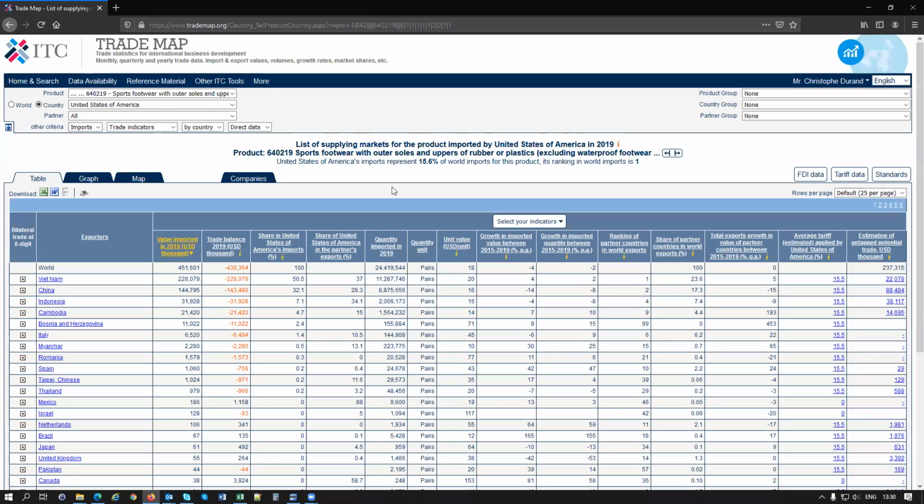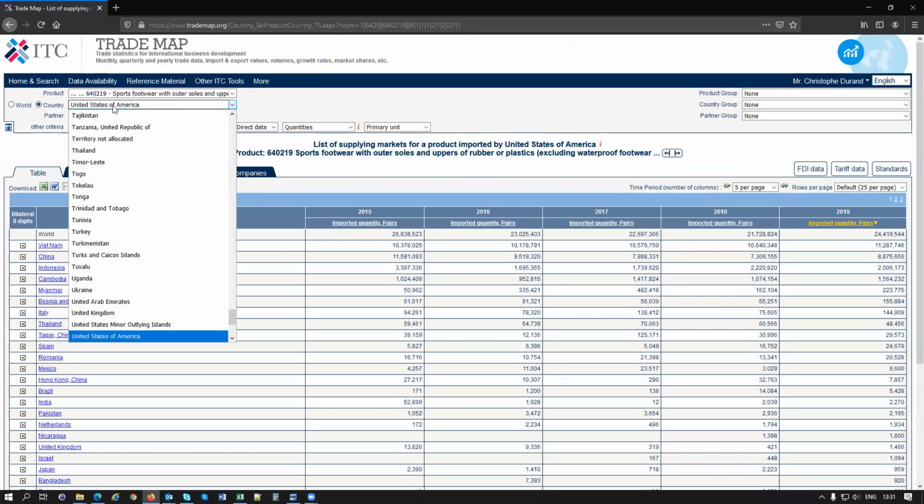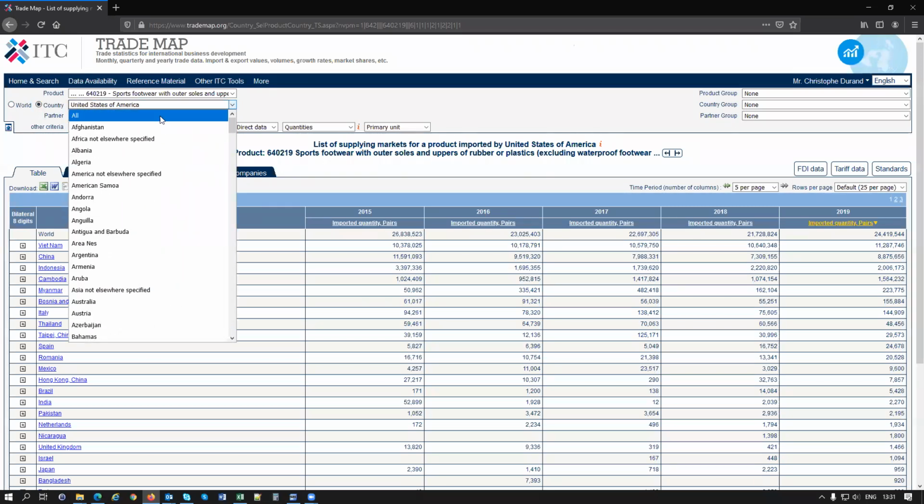And for those countries that have both, with tons being the primary unit and pairs the secondary unit, in the trade indicators you will get the total for the primary unit. But if you're not satisfied with this, then you can switch to the yearly time series, right? And then switch from primary unit to secondary unit. Right. So okay, let me switch back to the world. So I'm not selecting USA, but I'm selecting worldwide.